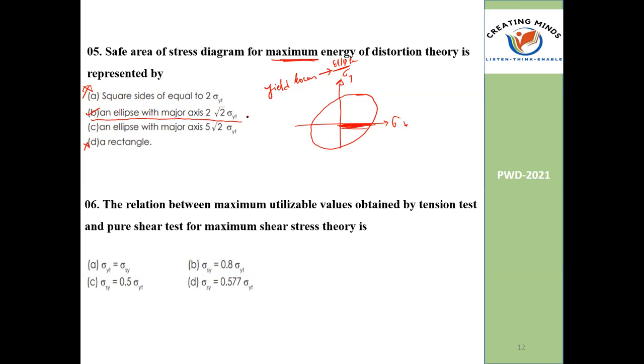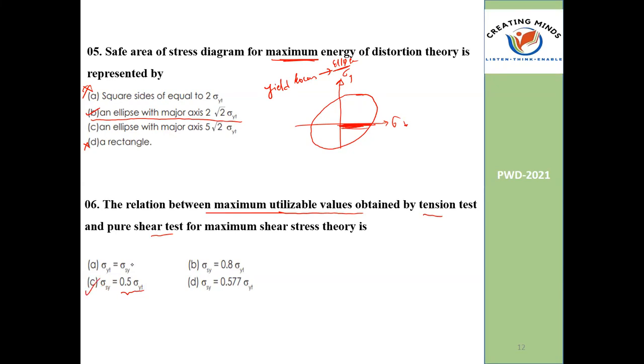C. Any other answers? Yes, the answer is C. The relationship between maximum utilizable values obtained by, see, you go to any test, it may be tension test, it may be pure shear test. Generally, we will take sigma y by 2. If you observe the equation in both the theories, whatever shear and under tension, we will take sigma y by 2. What is sigma y by 2? Sigma y by 2 is nothing but 0.5 times of sigma y. So this is the right answer.